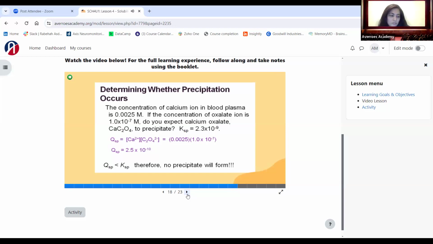When we multiply those values, our concentration of calcium ion is 0.0025, and the concentration of our C2O4, our oxalate ion, is 1.0 times 10 to the negative 7. So we get our Q value of 2.5 times 10 to the negative 10. And we compare that with our KSP, which was 2.3 times 10 to the negative 9. And therefore, since our Q value is less than our KSP value, no precipitate will form.